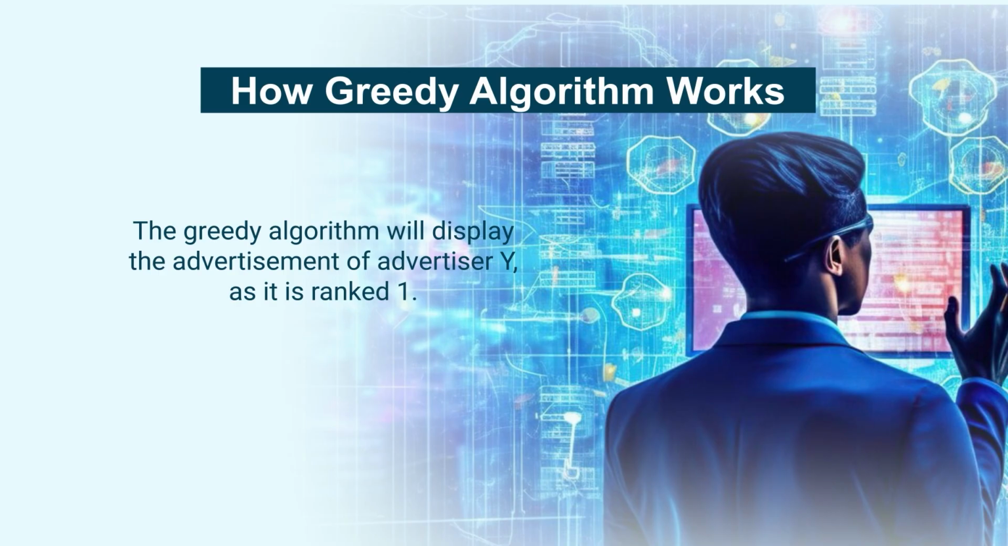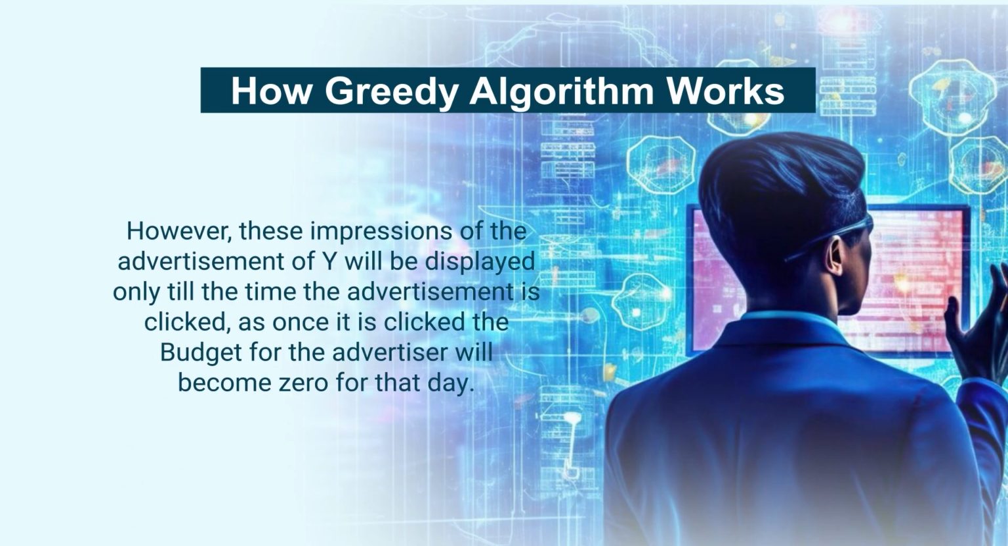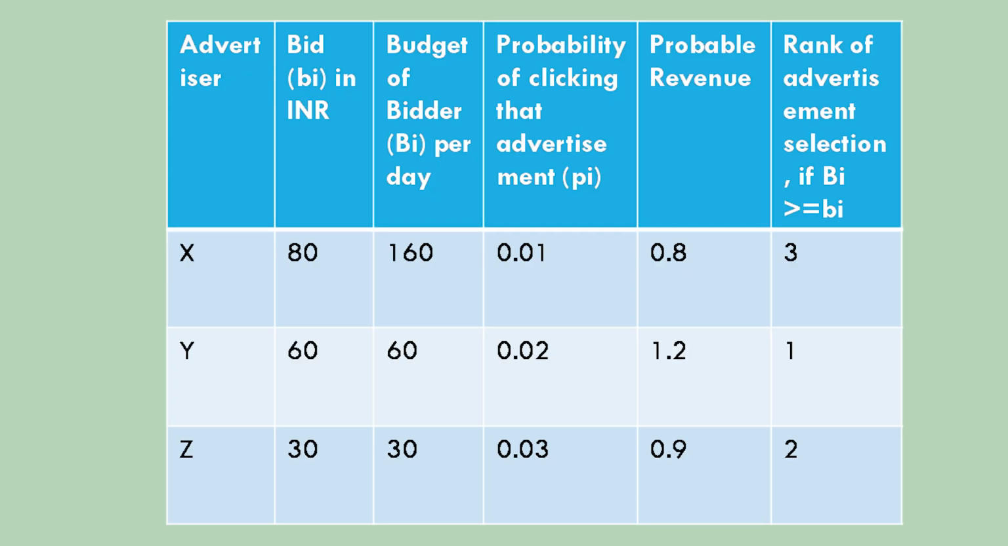The greedy algorithm will display the advertisement of advertiser Y as it is ranked 1. However, these impressions of the advertisement of Y will be displayed only till the time the advertisement is clicked. Once it is clicked, the budget of the advertiser will become 0 for that day, because Y is showing the bid amount 60 rupees and the budget of that particular day is 60. So once it is clicked, the Y budget will be over.